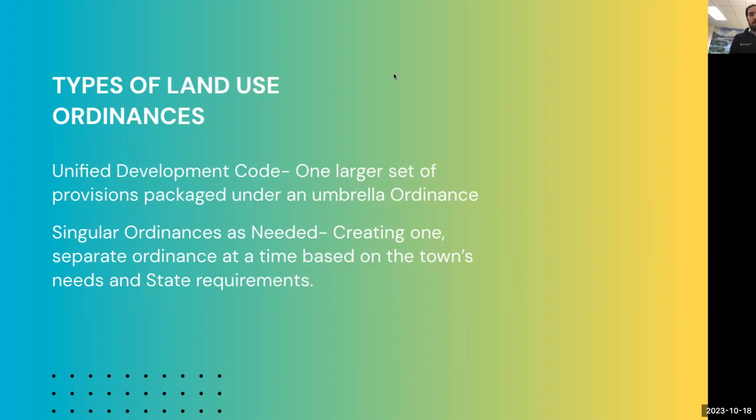So things like that. And then the singular ordinances have their uses too. They're specifically based on a particular issue or topic, and very niche. Smaller municipalities might find this more useful than a unified development code. If there's a particular hot button issue in your community that's related to development, you may just have a singular ordinance covering that topic instead of a wide-ranging unified code.